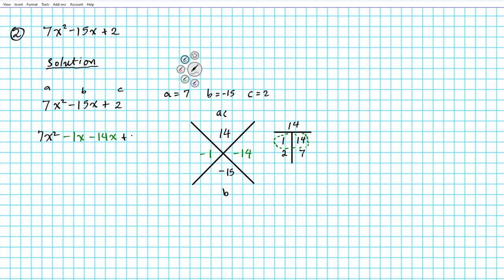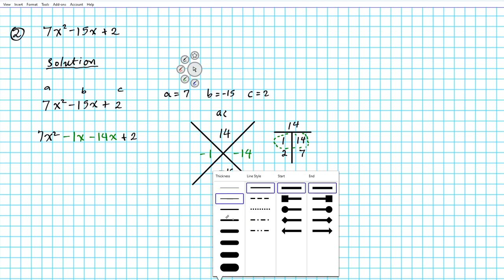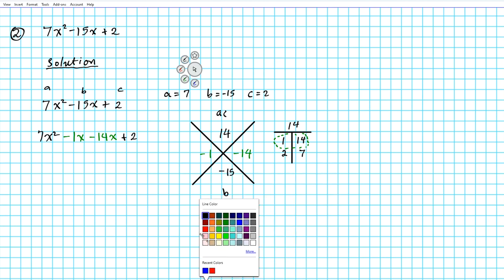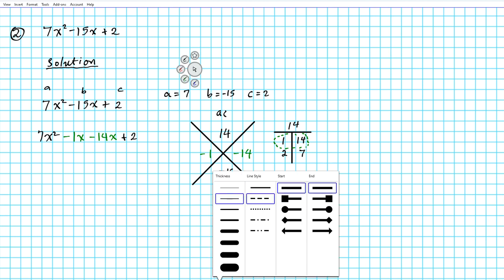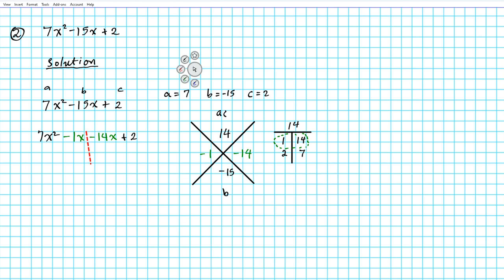Okay. And then now we're going to break it down the center and factor by grouping. Let's make this red. All right. So break it down the center right here. So let's break down all the terms, all right? And then from the first two, pull out the GCF, and the same for the last two.